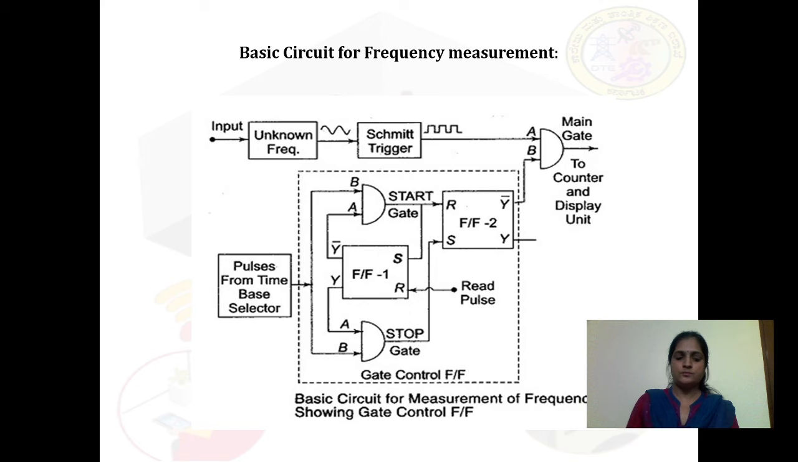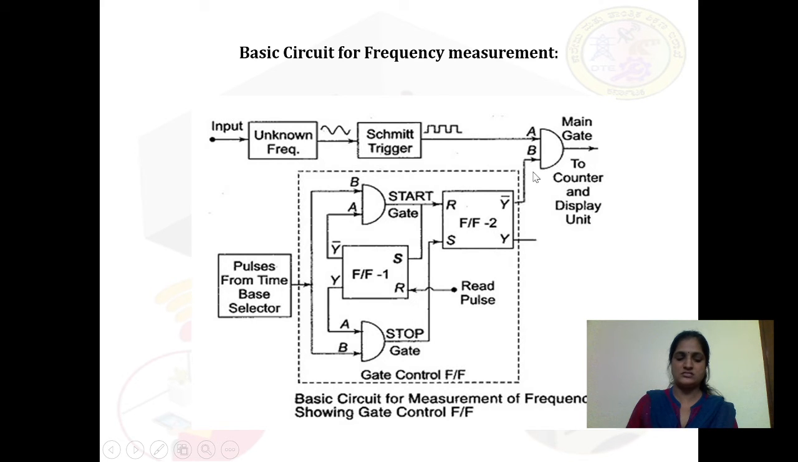In order to stop the operation, a positive pulse is applied to the R input through a read pulse. It resets flip-flop 1. So Y is equal to 0 and Y bar is equal to 1. As a result, stop is disabled and the start gate is enabled. So the main gate is enabled and the pulses are sent to the counter.